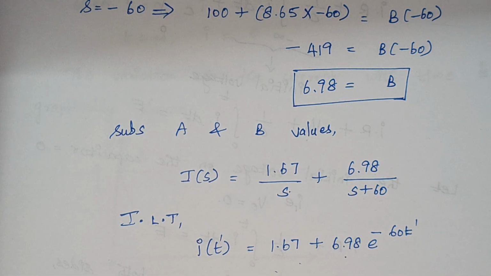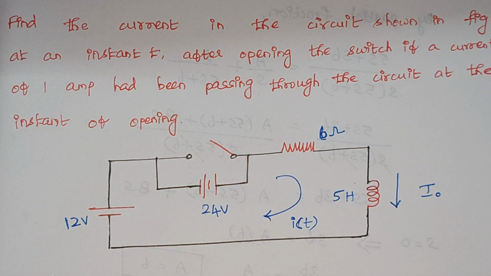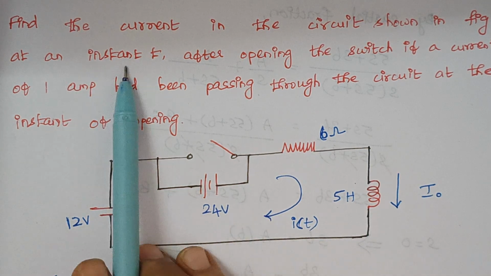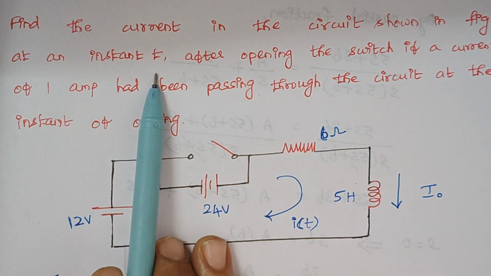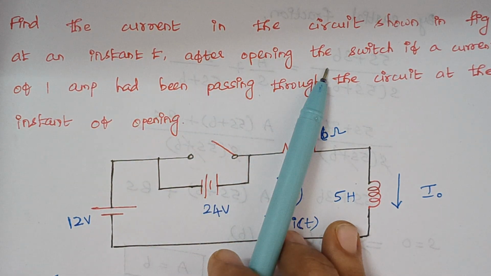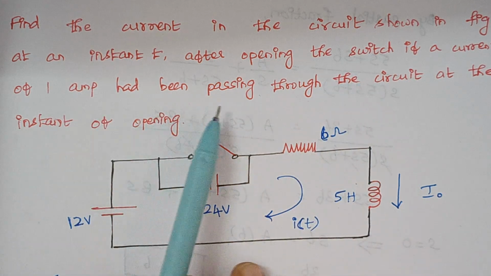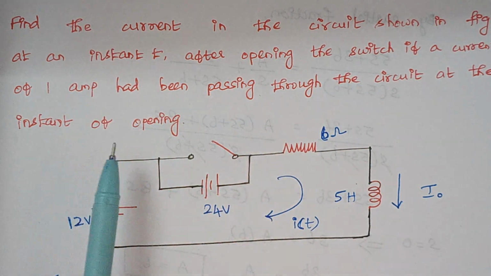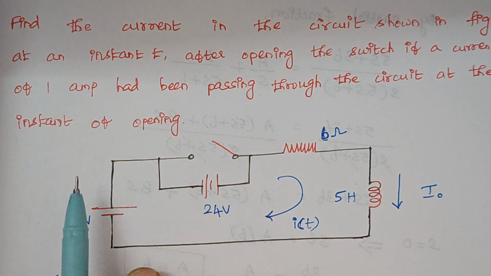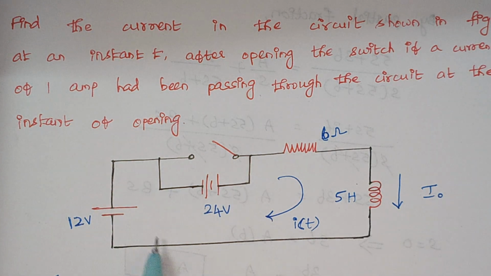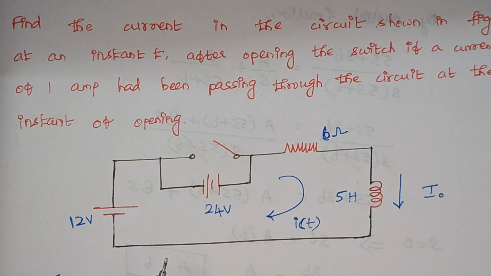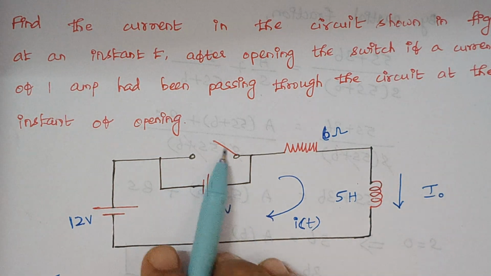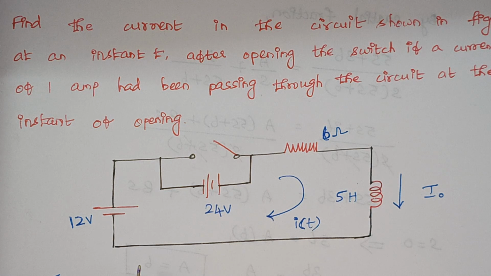Right. So this problem gets over here. We will proceed with the next one. So our next problem is find the current in the circuit shown in figure at an instant t, after opening the switch, if a current of 1 amps had been passing through the circuit at the instant of opening. So here in this case, you see, we have to calculate the current in the circuit, okay, at a particular instant t, right, after opening the switch, right.